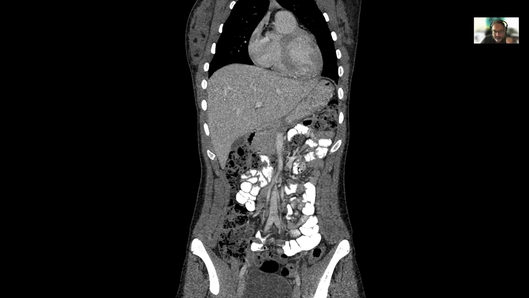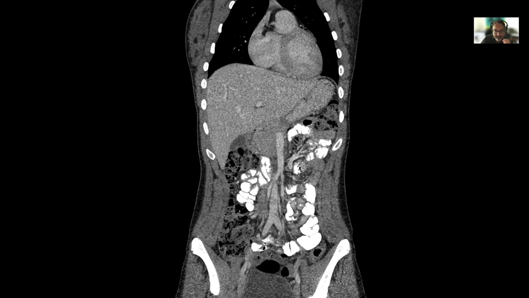But you can start. That's the superior mesenteric vein. And we'll do the blood vessels, but you can see the blood vessels. But this is still the ileum. But you can start seeing some of the ascending colon. That's the ascending colon. That is the ascending colon.